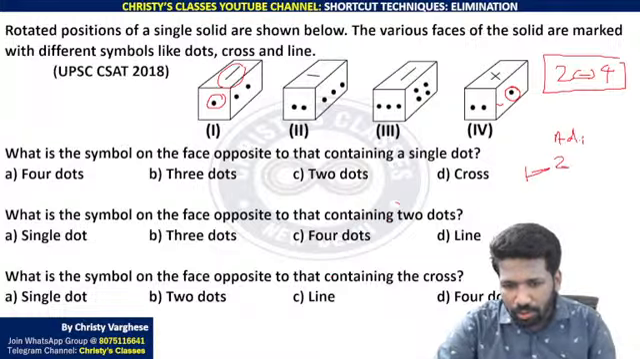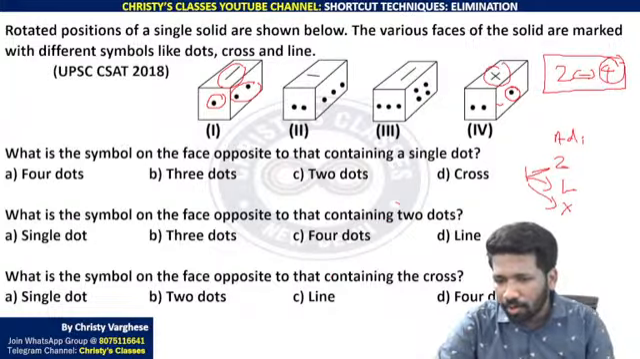Line is also adjacent of 1. Cross is also adjacent of 1. 4 will also be adjacent of 1 automatically because 4 cannot be opposite.